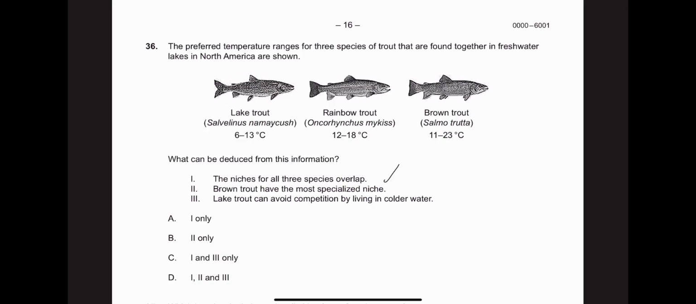That seems possible. Brown trout have the most specialized niche. No, this is not true. In terms of temperature range, it's not true. Lake trout can avoid competition by living in colder water. That does seem true. It can stay at 6 degrees, then nothing else can stay there, so that's possible. So I and triple I, which is C.